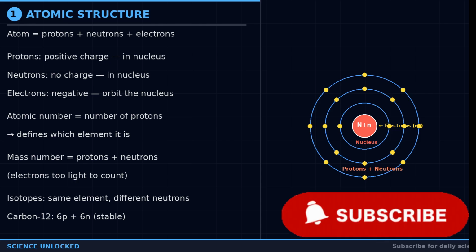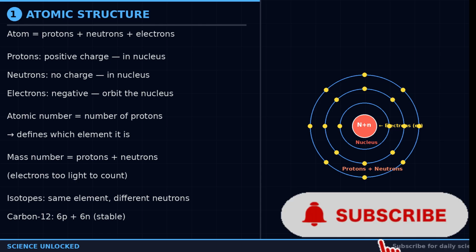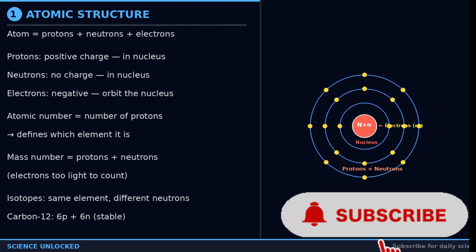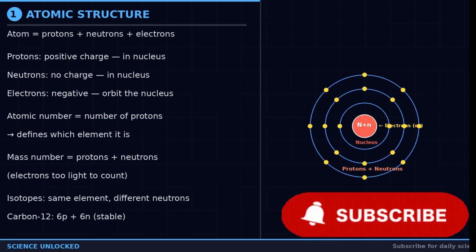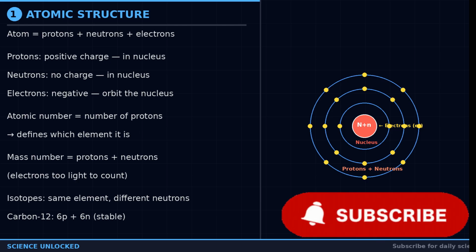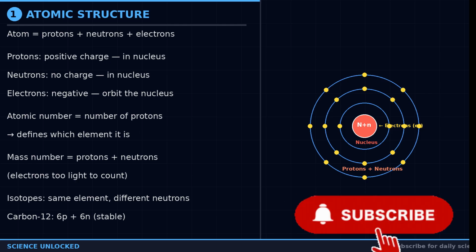The mass number is the total number of protons plus neutrons. Electrons are so light they contribute almost nothing to mass. Isotopes are atoms of the same element with different numbers of neutrons. Carbon-12 and carbon-14 are both carbon. Both have 6 protons. Carbon-12 has 6 neutrons. Carbon-14 has 8. The extra neutrons make carbon-14 unstable and radioactive, which is why we use it to date ancient objects.